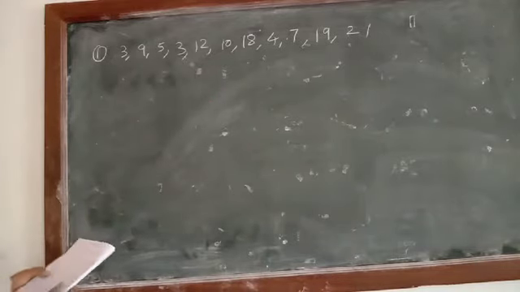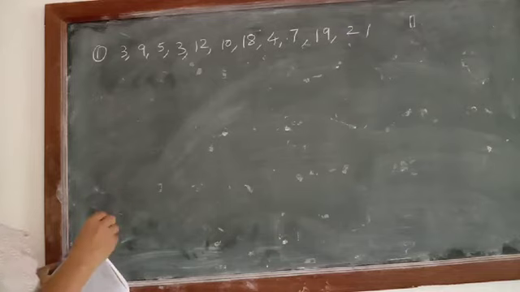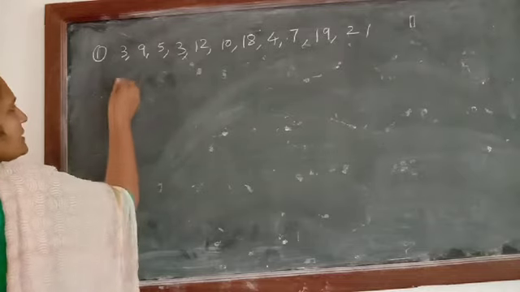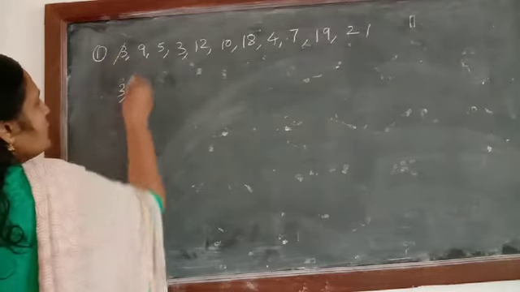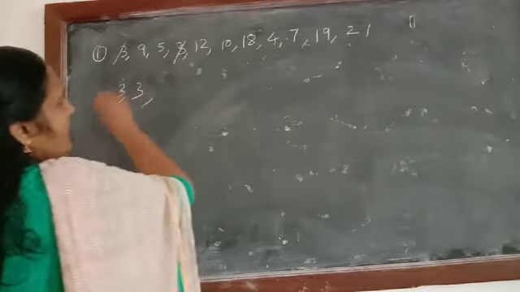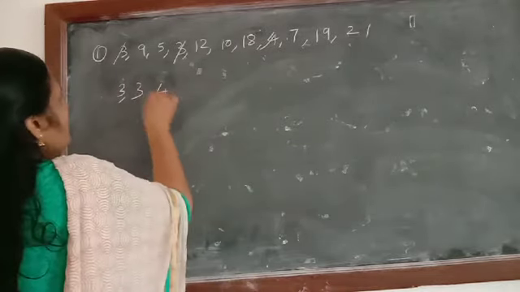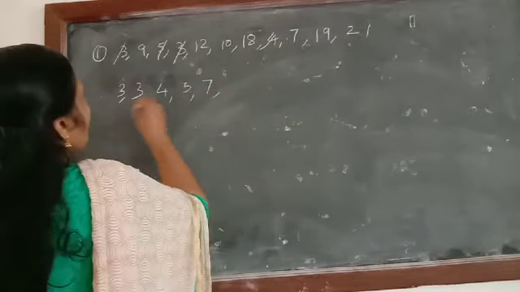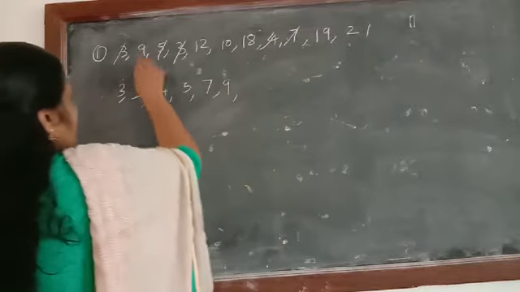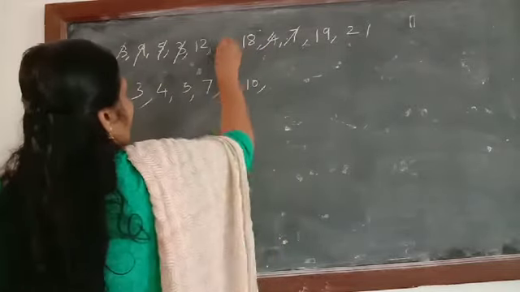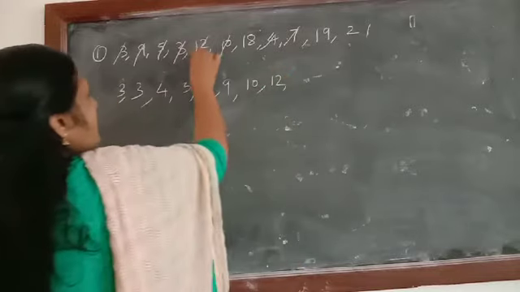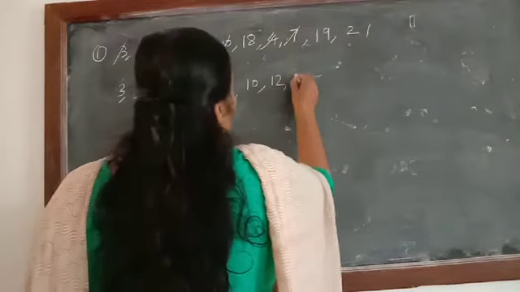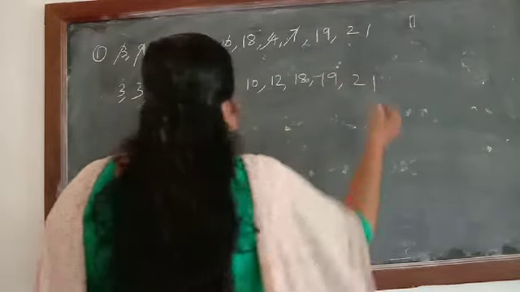So first, what do we have to do? We have to arrange the observations in ascending order, because ascending order will be easy for you. So first 3 will come, then another 3, then 4, then 5. After 5, 7. After 7, 9. Then after 9, we have 10. I am cutting off the numbers we have written so that it is easy to understand. After 12 comes 18, 19, and at last 21.